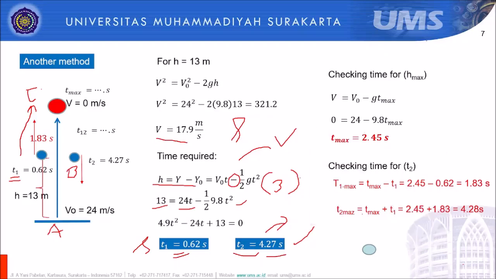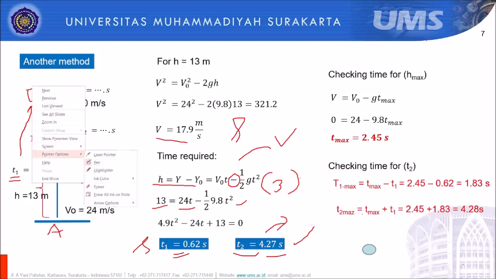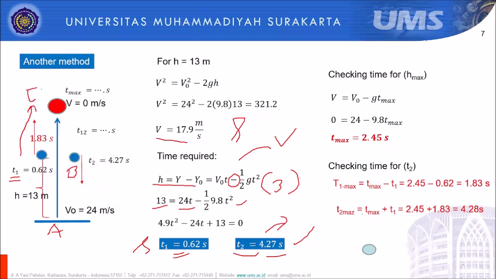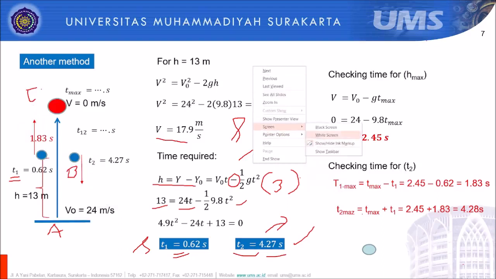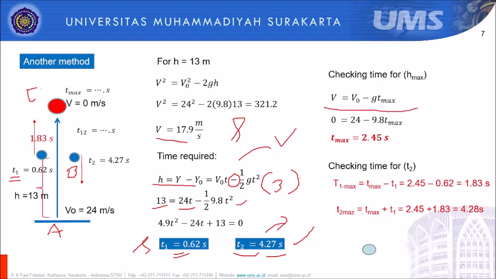Okay, you can calculate first. Here is the first. The maximum point, the time required is... This is the equation, and v is zero velocity. Initial is 24 minus 9.8t. So this is the time, 2.45. This is the total time from the ground to maximum.